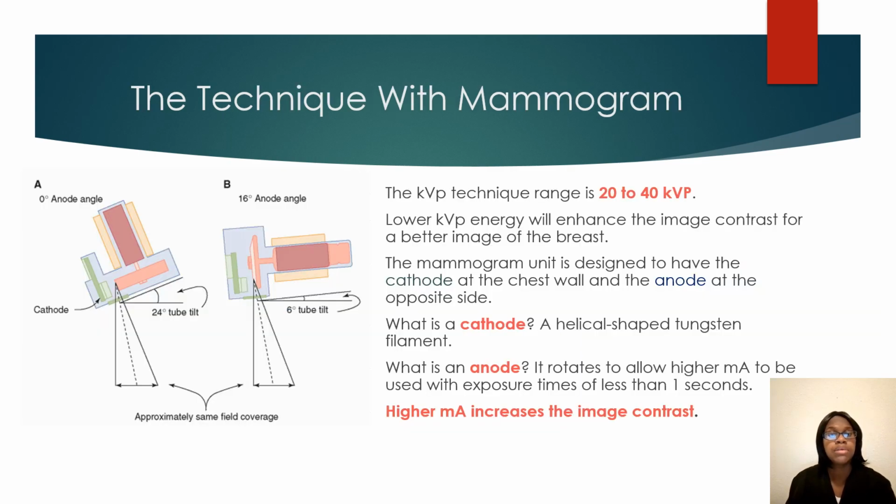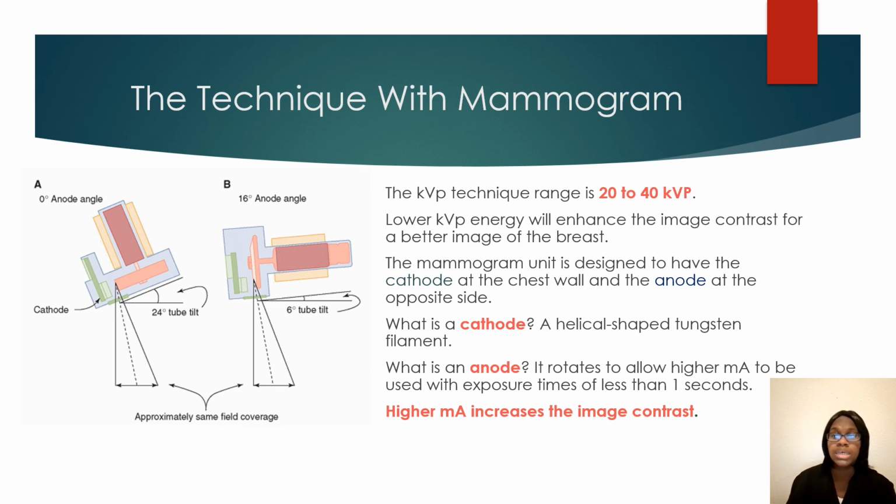So now we're going to talk about the technique with mammogram. Just like X-ray, mammography has a kVp and mAs as well. The kVp range is going to be anywhere between 20 and 40. Lower kVp energy will enhance the image contrast for a better image of the breast. So keep that in mind. The lower the kVp, the more it can enhance the image contrast, making the image appear better.